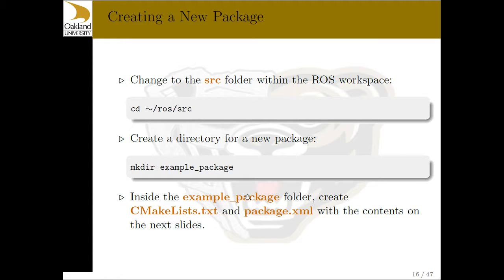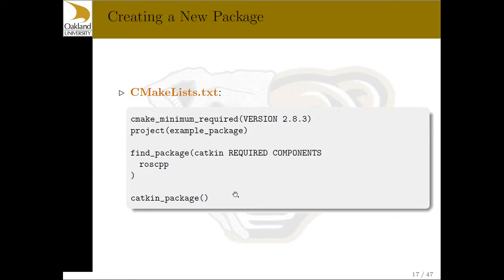And then inside of that folder, you want to create your two fundamental files, right? CMakeLists and package.xml. This is our bare minimum CMakeLists. All this does is it has the required version, the name of the project, depending on roscpp, which is all of the core C++ libraries that allow you to publish and subscribe to messages and things like that. And it says that, hey, I'm a Catkin package, so build me. So this is the absolute bare minimum CMakeLists you can have.